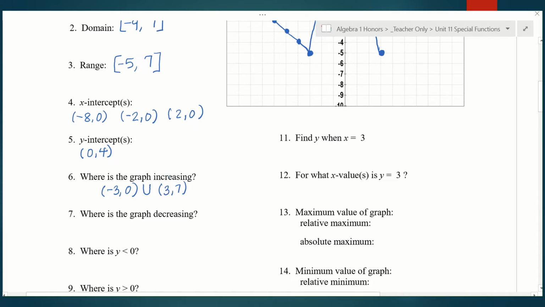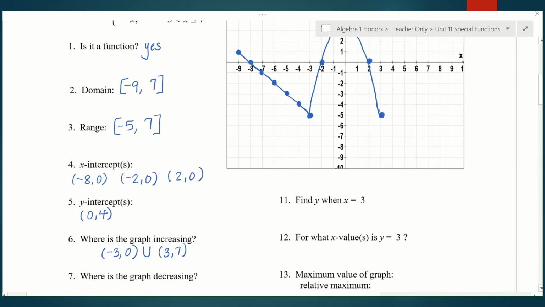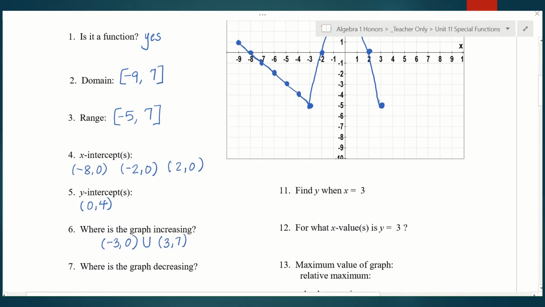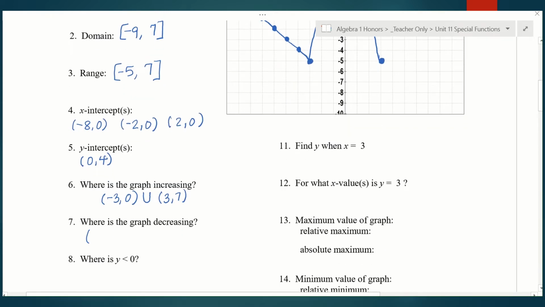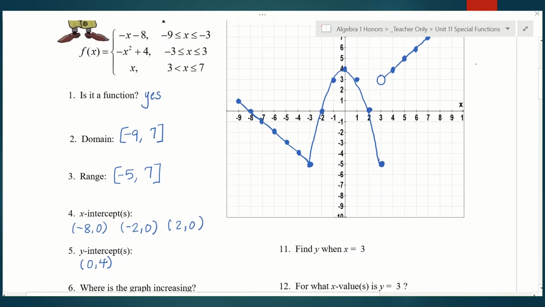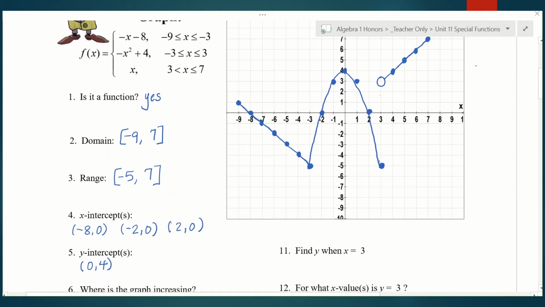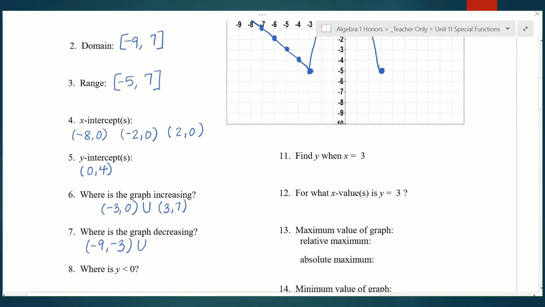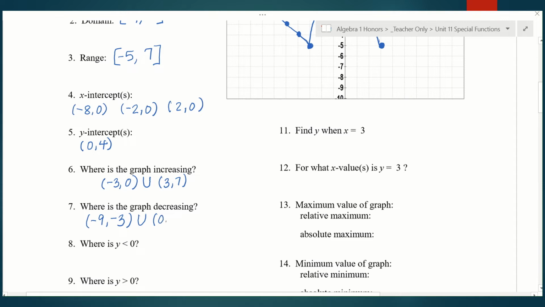Okay, so for decreasing, we said that very first section there was decreasing. So between what two x values is that? That's between -9 and -3. So when x is -9 all the way until x is -3, we are decreasing. And there's a second interval that we're decreasing at, and that's when x is 0 to when x is 3. So 0 to 3.